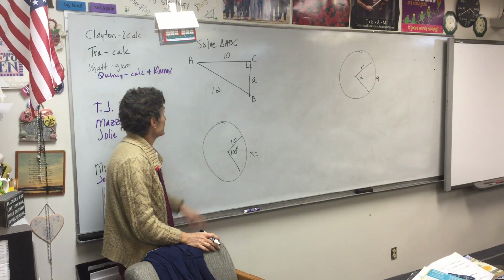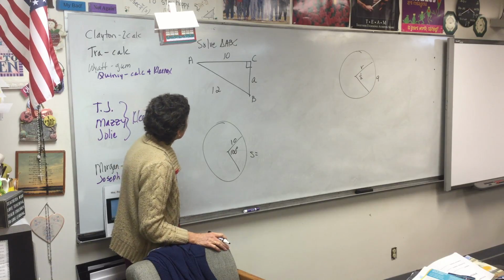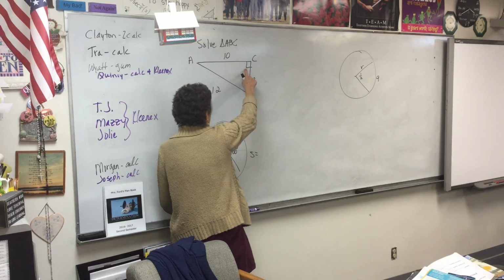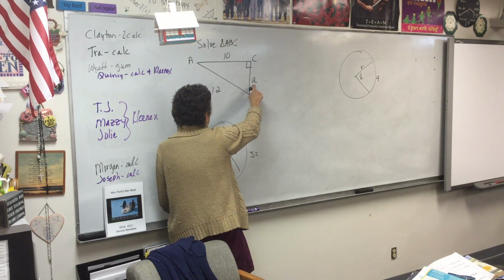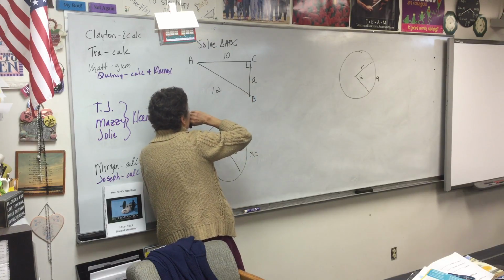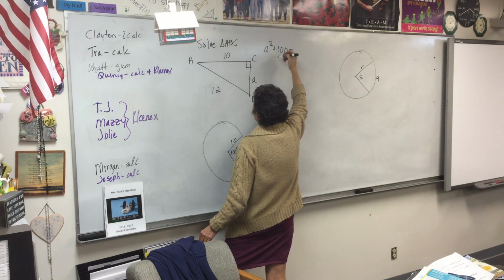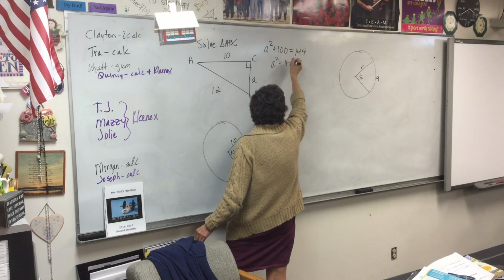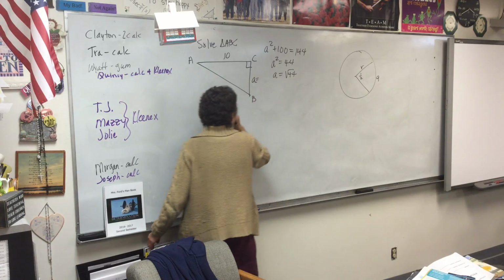Find everything you don't already know. So what do I not already know? I don't know this side, but I do know these 2. It's a right triangle, so that should be pretty easy to find, right? How would I find that? Pythagorean theorem. So a squared plus 100 is 144. So a squared is 44. A is the square root of 44, which is what?